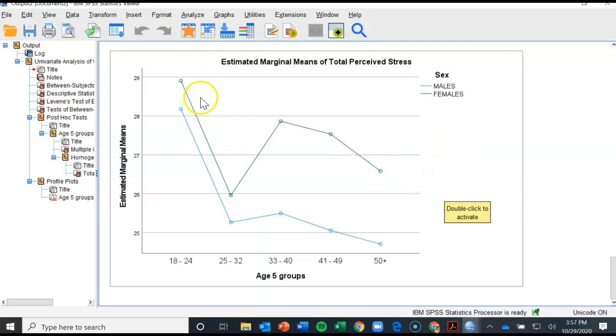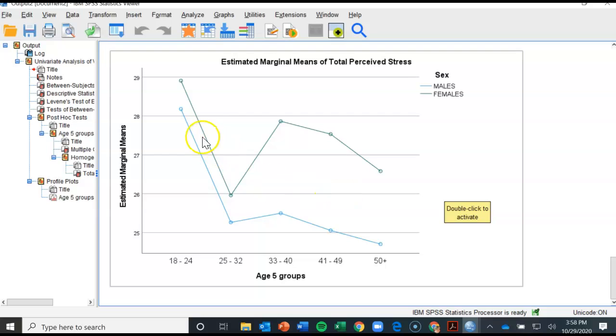So you notice here that the green line, which is for females, is above the line for that of males. And you see this, both males and females are reporting the highest levels of stress when they're youngest. Both decrease over time, but males tend to steadily decrease, or at least sort of, whereas females tend to jump up during middle age again, and then slowly decline.